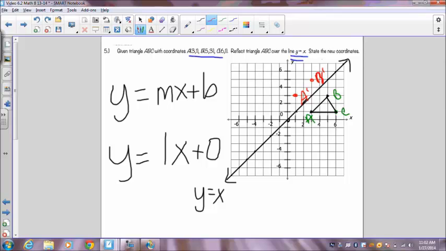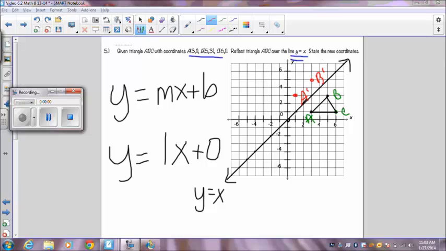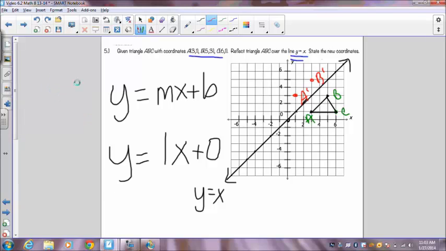Okay? Then I'm going to do the exact same thing with my C value. All right, so let's go ahead and do it with the C value. Same exact thing.